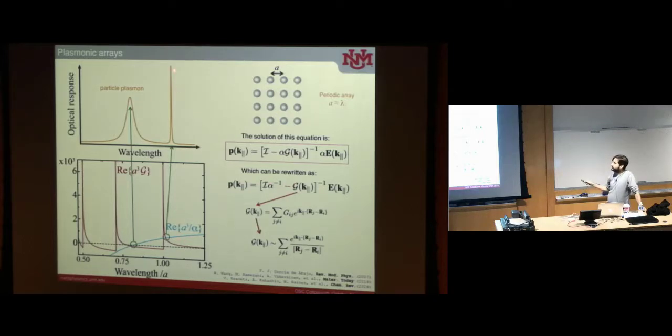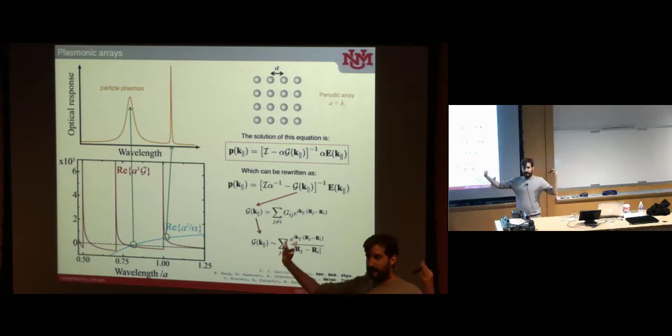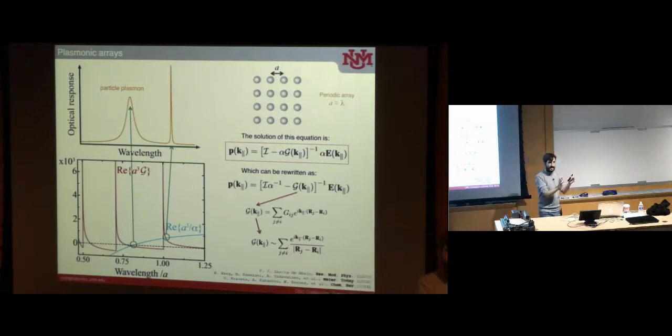And this resonance is what we call a lattice resonance. It's a resonance that is a combination of the collective interaction of the particles and the fact that each particle itself can have some polarizability. And then these resonances, because of their geometrical origin, tend to be very narrow and have very strong responses.